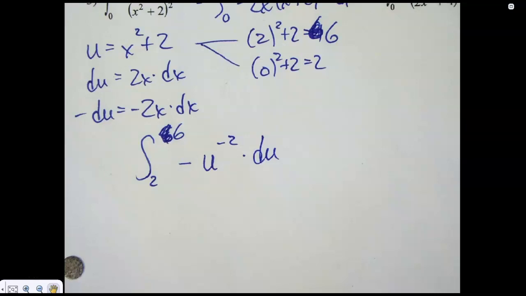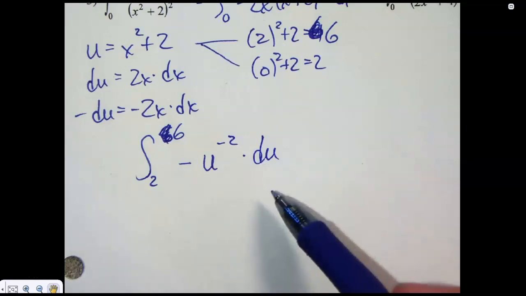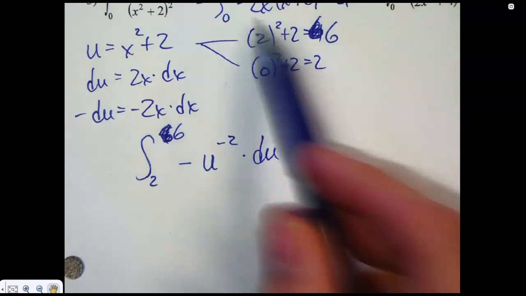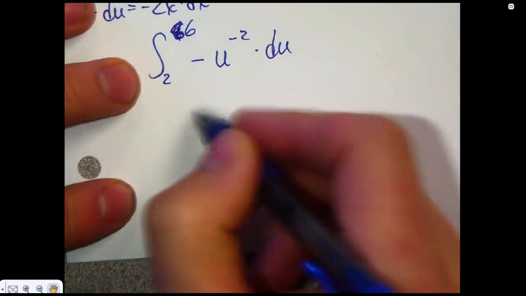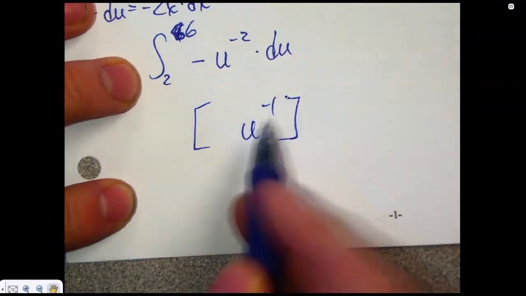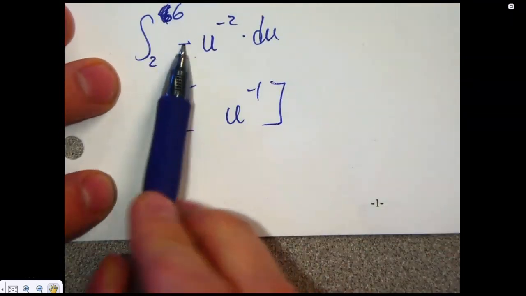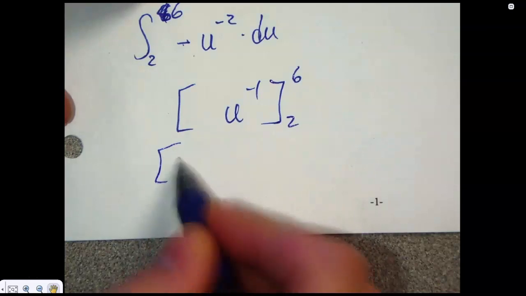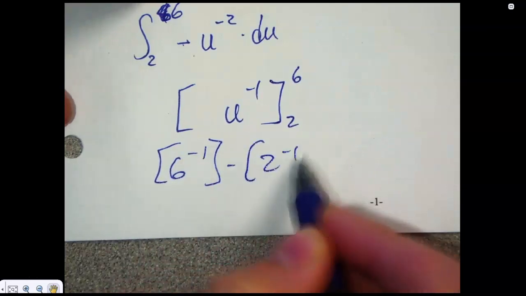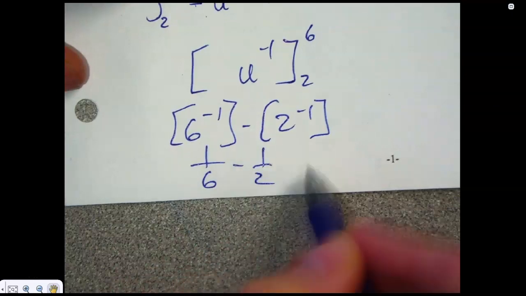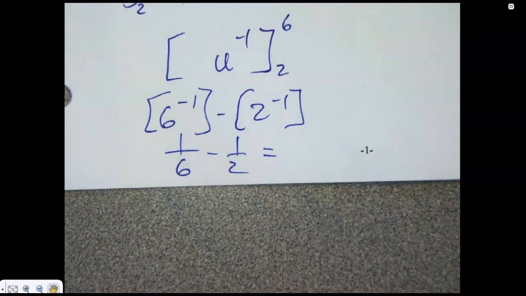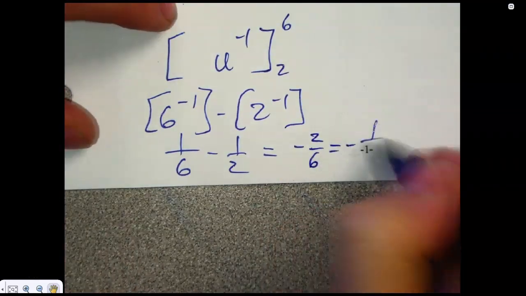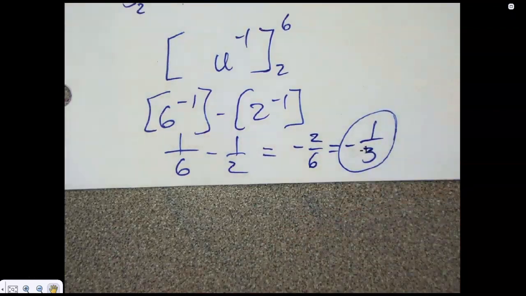Right? Is that what you guys have? Yeah, that's right. Okay. So then integrate it. So add 1 to the power is u to the negative 1. Multiply by the reciprocal is negative 1 times the negative that's already there. So you just have negative 1. 2 to 6. So you're plugging in 6 to the negative first minus 2 to the negative first. So 1/6 minus 1/2, which is like 3/6. Or I'm sorry, 1/6 minus 3/6. So negative 2/6. Negative 1/3.